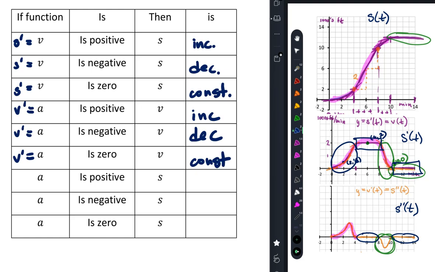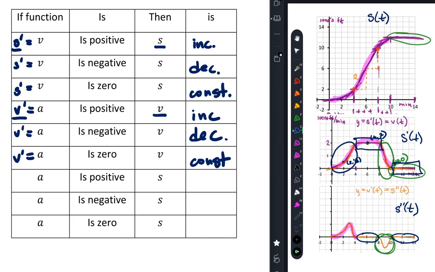So notice this looks exactly like what we set up above, and that's not a coincidence at all. We're starting with S and comparing it back to S prime, and then down below, we're starting with V and comparing it to V prime. So if we're talking about any function, it doesn't matter if it's position or velocity or something completely unrelated, if we take a single derivative, it's always going to be increasing, decreasing, constant related to positive, negative, 0.